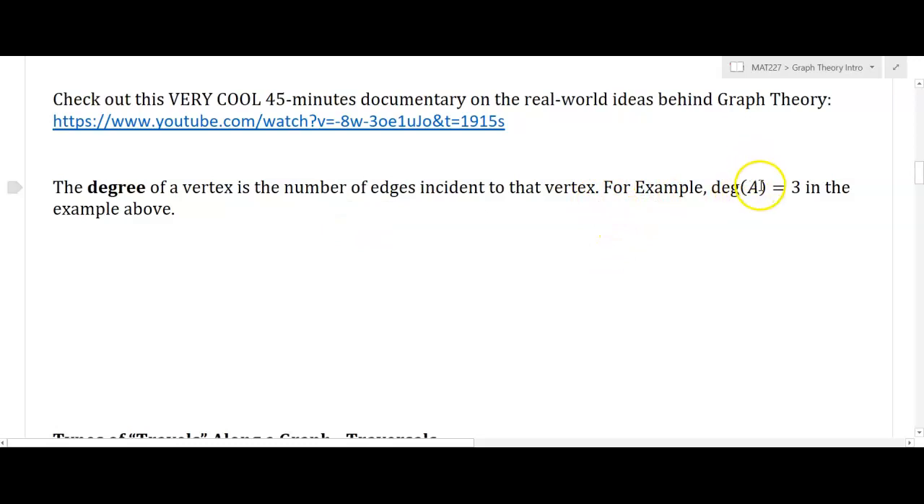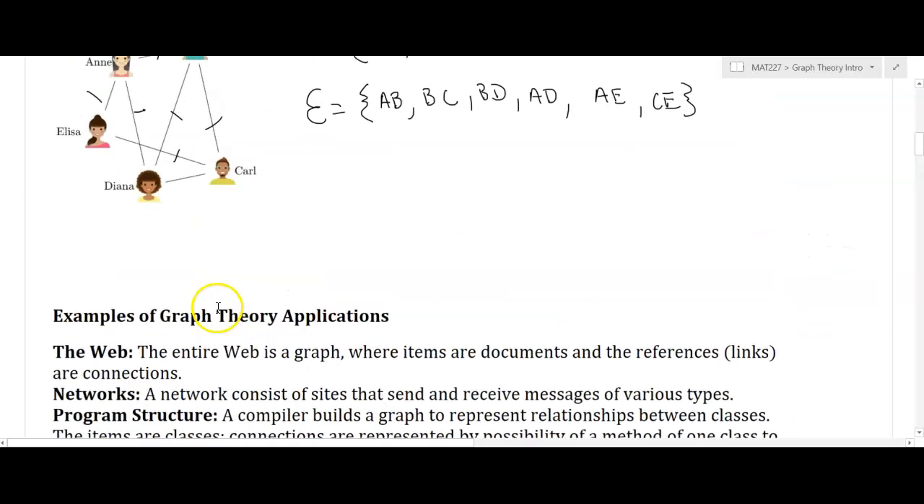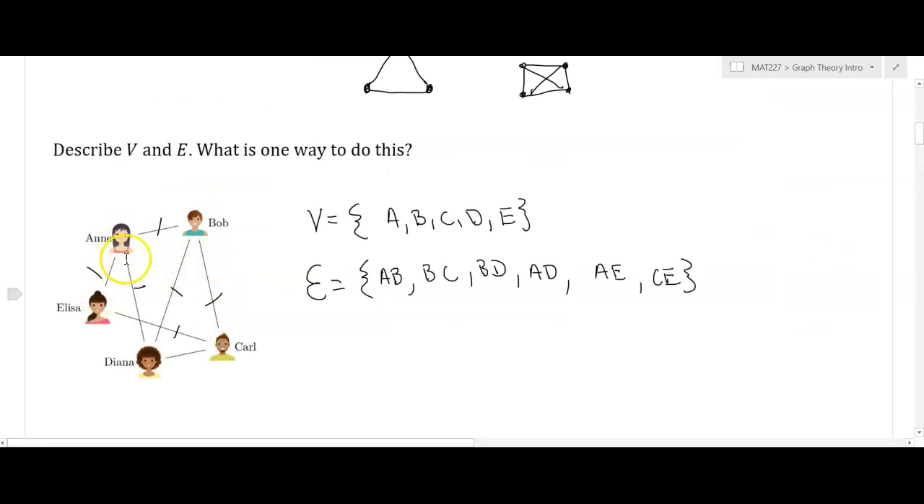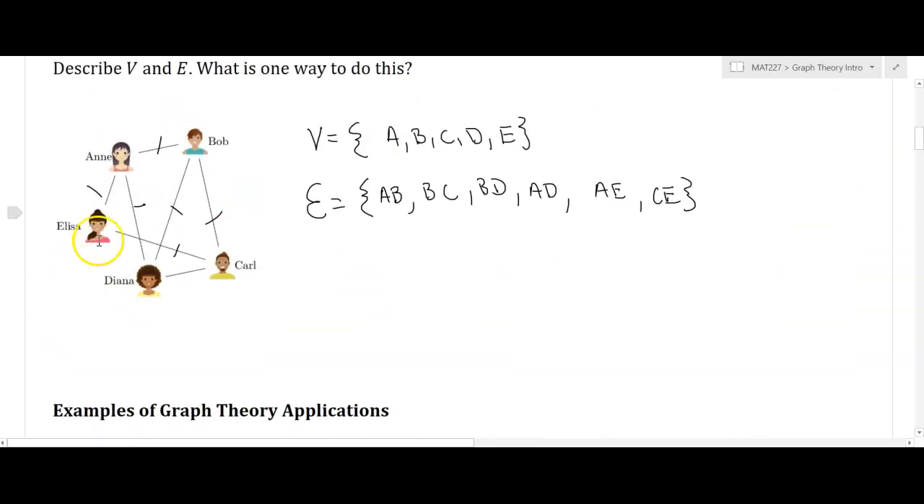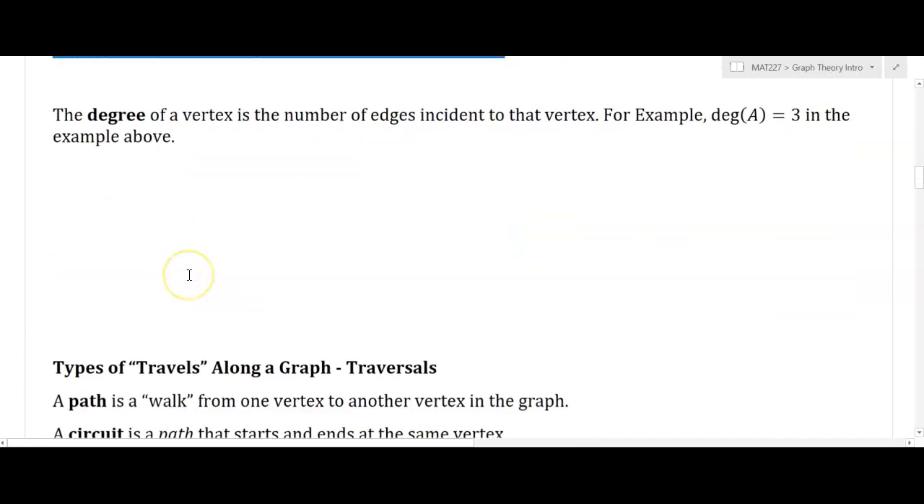For example, the degree of Anne is equal to 3 in the example above. So if we look at Anne, we see 1, 2, 3 edges, essentially saying she has 3 friends. Or excuse me, she has 3 friends: Elisa, Diana, and Bob.